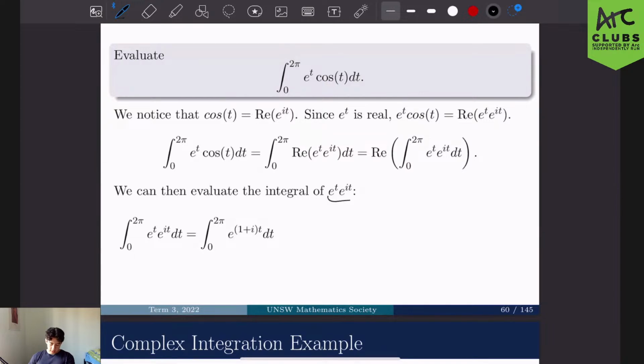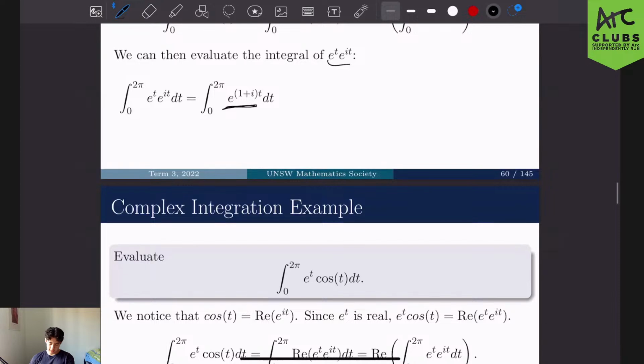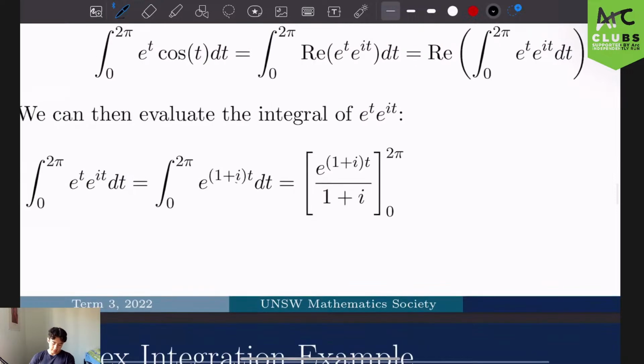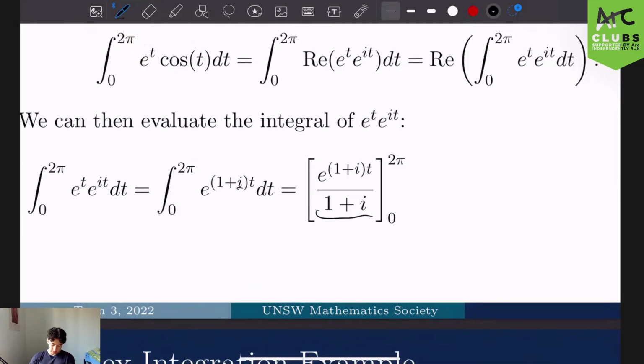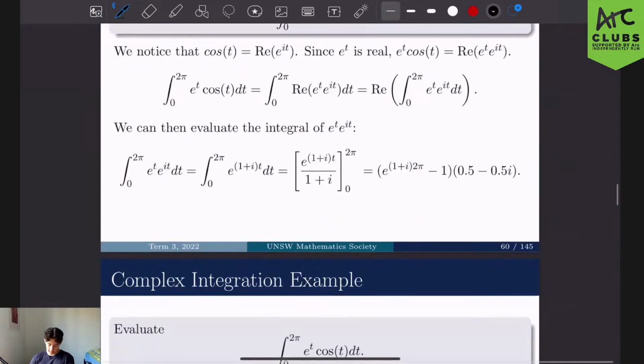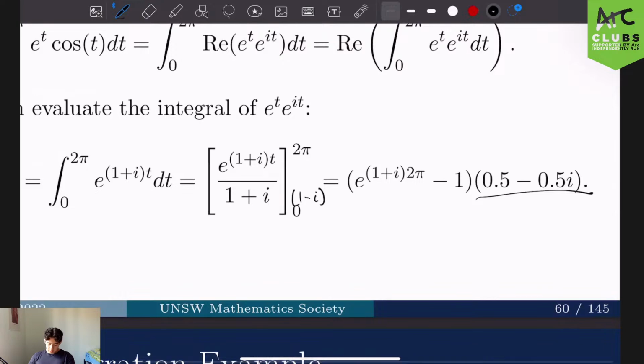So we evaluate the integral of this, which is easier if we combine it into one term, e to the (1 plus i) multiplied by t. We just evaluate this like i is another real constant, so we divide by this term here, and we have our bounds here. Substitute in our bounds, and multiply top and bottom by 1 minus i to rationalize the denominator. That's why we've got this here. Substituting in our bounds, we got this, and then we got this when we substituted in 0.